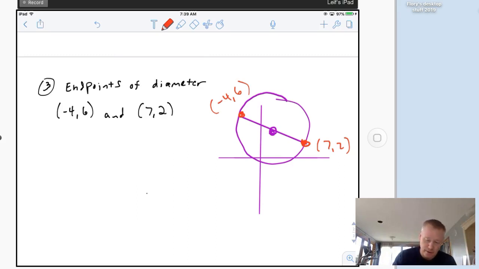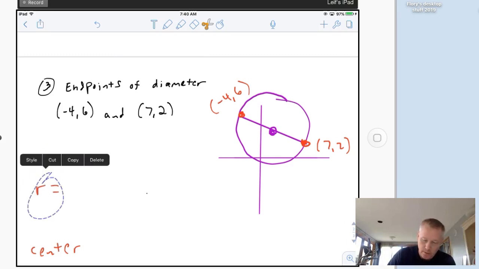So I need two things. I need to know what the radius is, and I also need to know the center of the circle, which means to find the radius, I can find the length of the diameter, and then I can divide it by 2, okay? If I know the diameter, then radius is half of it. So I'm going to use the distance formula to calculate the length of the diameter.